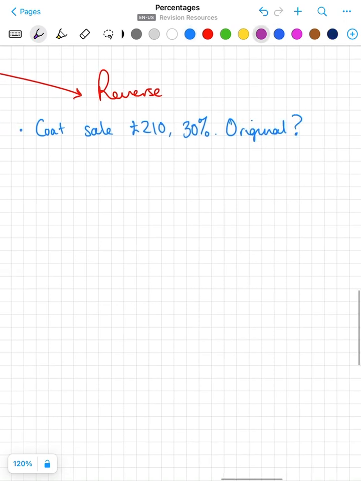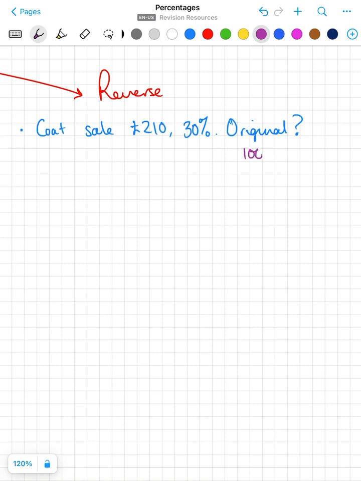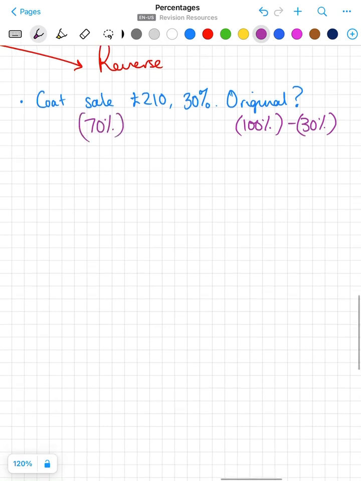Now, what we want to bear in mind here is that the original price of the coat is 100%. You get 30% off that amount. You don't get 30% of 210 and then add it on, because 30% of 210 is going to be different to 30% of our original amount. So the sale percentage was actually 70% of the original value. So 70% is our 210.